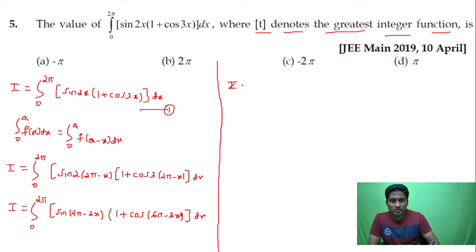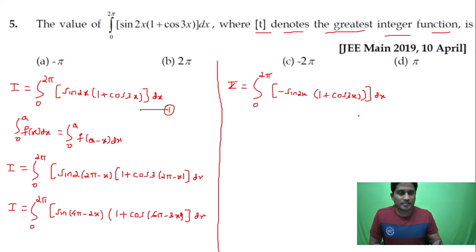Now I is equal to the integration 0 to 2 pi. Sine of 4 pi minus 2x is equal to minus sine 2x, isn't it? Fourth quadrant only. And then cos of 6 pi minus 3x will be equal to plus cos 3x; cos will be positive. Then close the bracket, and you get a greatest integer function, box of this, everything inside the box. Now let us call this equation 2. Now add equations 1 and 2.